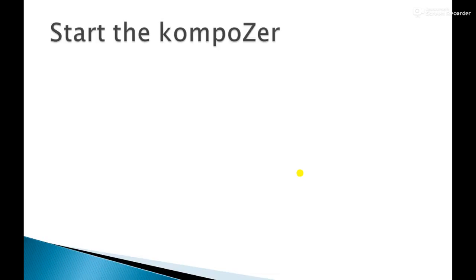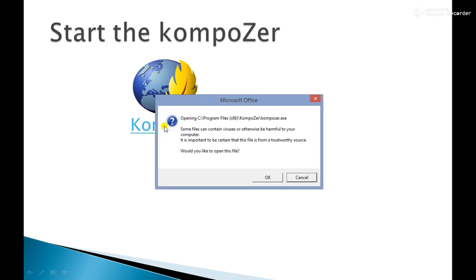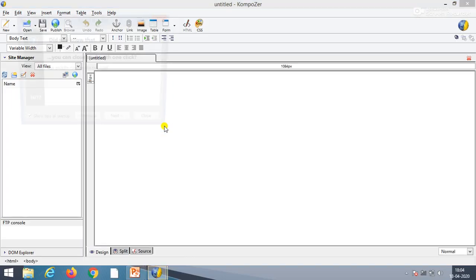So let's start. First of all, open the Composer. The Composer icon looks like this. So click on the Composer. Over here I have given the hyperlink in the PPT, so open it. As you can see, the Composer looks like this. I have already told in the previous video how to create the Composer web pages.